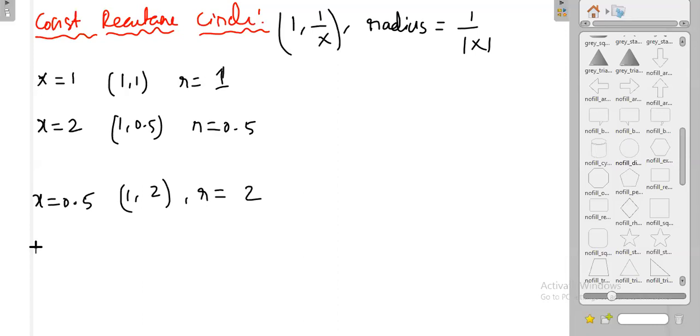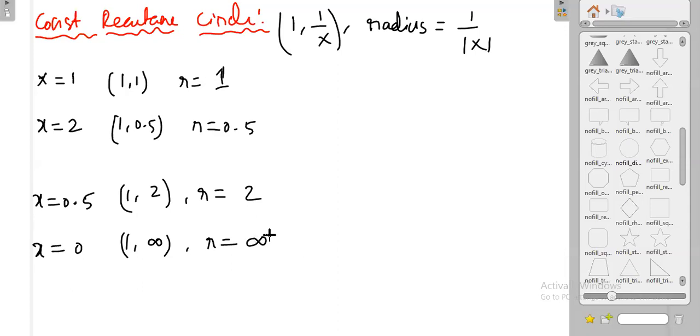When X is equal to 0, what is the center point? 1 comma infinite. Then what is the radius? That is infinite. The center is 1 comma infinite, and the radius is infinite.